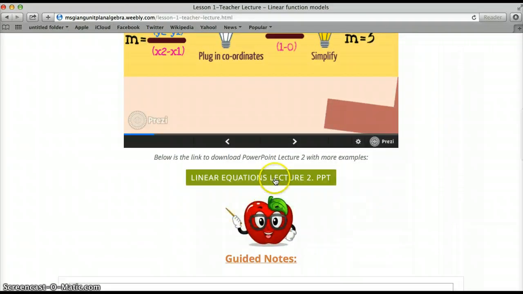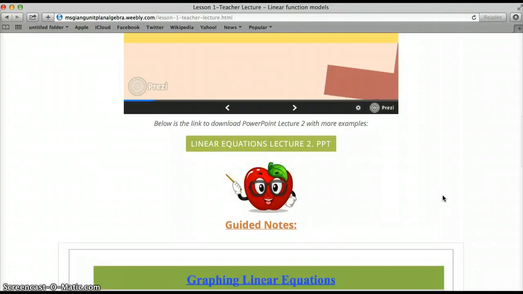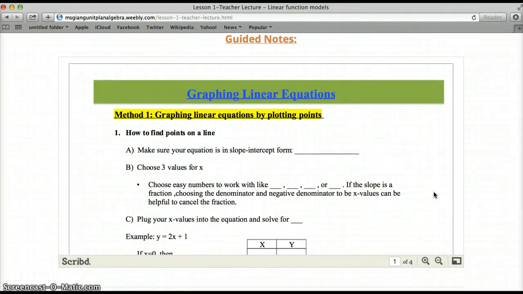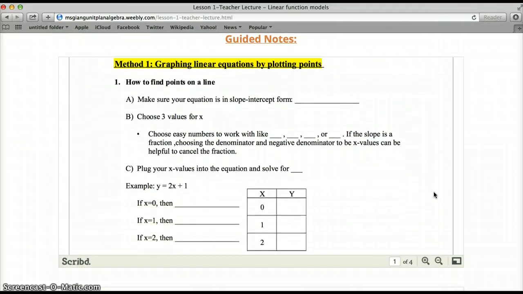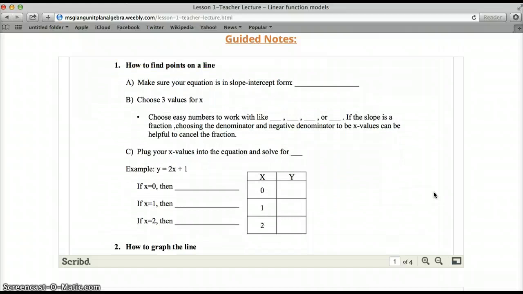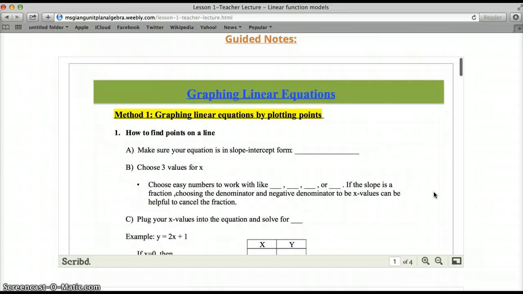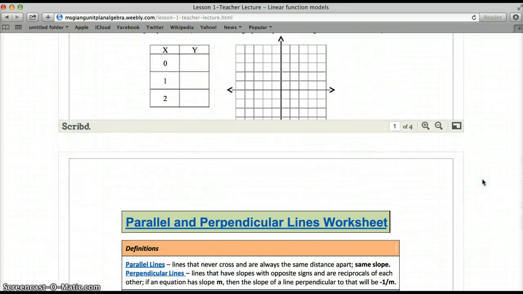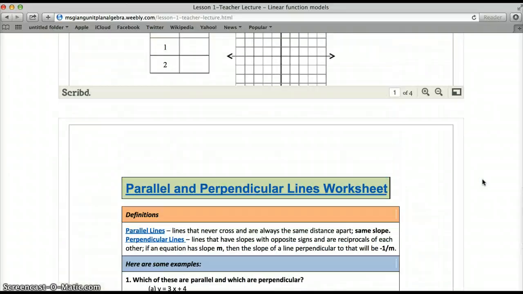And then in linear equation lecture 2, I have more examples and more graphs here for students to learn. And here are also the 2 guided notes that are very important to use while, or after, you really understand and are comfortable with the concept. Then you can start working on the first one, which is graphing linear equations, and also the perpendicular and parallel line worksheets.